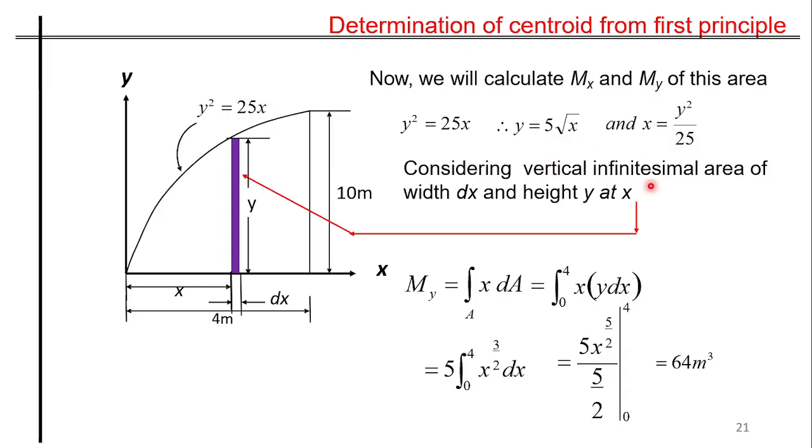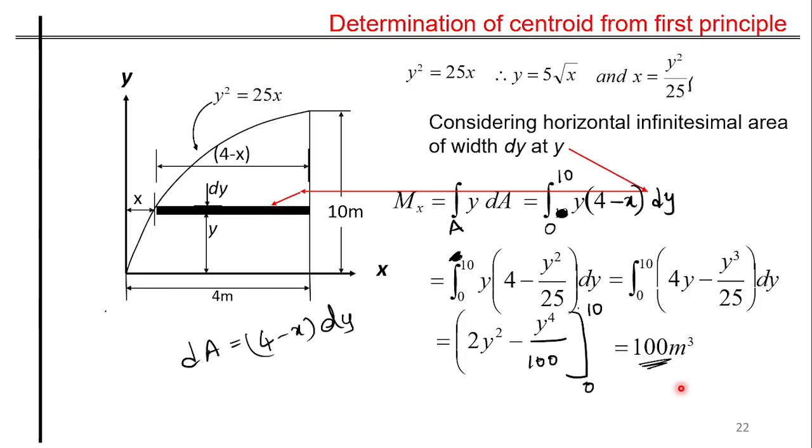That's it. Now, considering the infinitesimal area and trying to find the moment about the y-axis, it is going to be x multiplied with dA. So that gives me integral 0 to 4 x into y dx. Substituting all that, you are going to get the relation for my value. Similarly, performing for Mx.